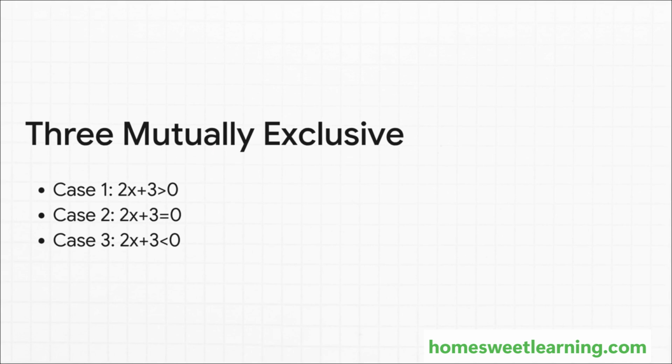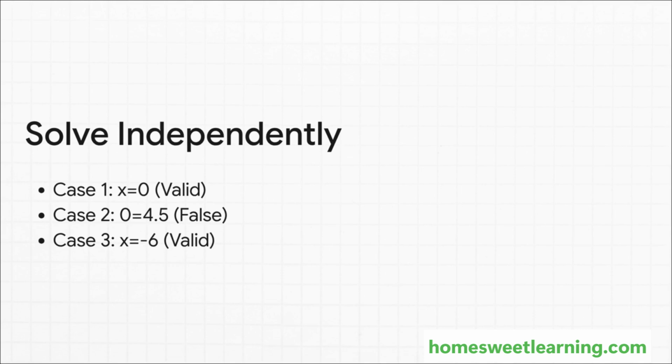And this perfectly illustrates our strategy. We set up 3 mutually exclusive cases based on that inside expression. Case 1 handles when the inside is strictly greater than 0, which happens when x is greater than negative 1.5. Case 2 is our exact 0 point, right at x equals negative 1.5. And case 3 handles when it's strictly less than 0, meaning x is less than negative 1.5. Notice how these 3 specific cases chop up the entire number line without missing a single spot, and, most importantly, without ever overlapping.